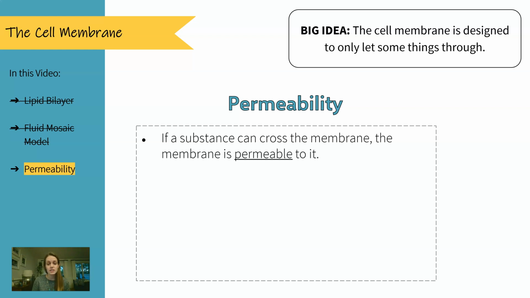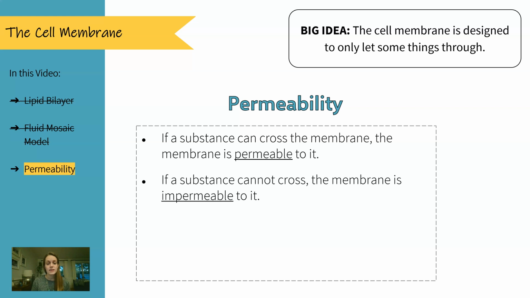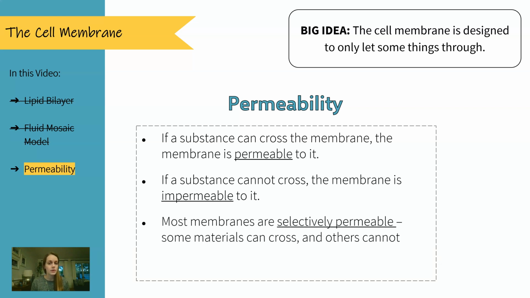So if a substance can cross our cell membrane, then we say that cell membrane is permeable to that substance. So for example, water, the cell membrane is permeable to water. Water can pass easily through the membrane. And then if a substance cannot cross, we say the membrane is impermeable. We talk about the cell membrane as being selectively permeable, which means that some materials can cross and others cannot.